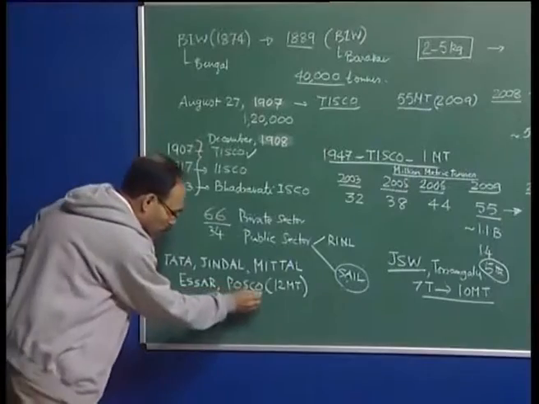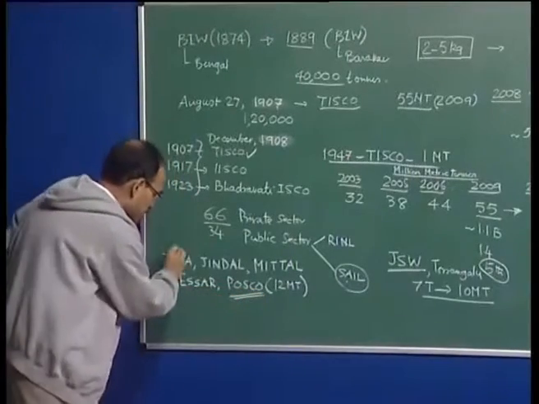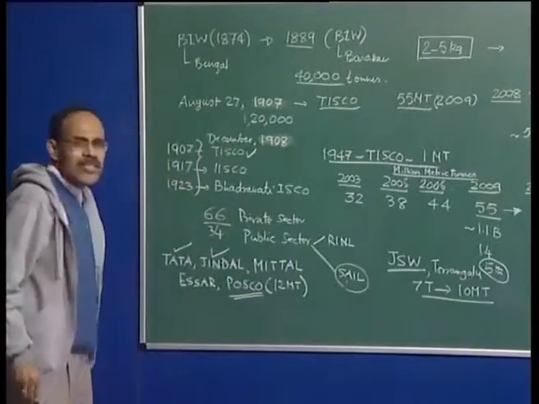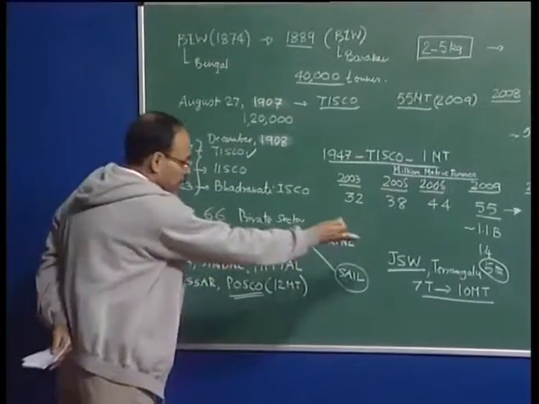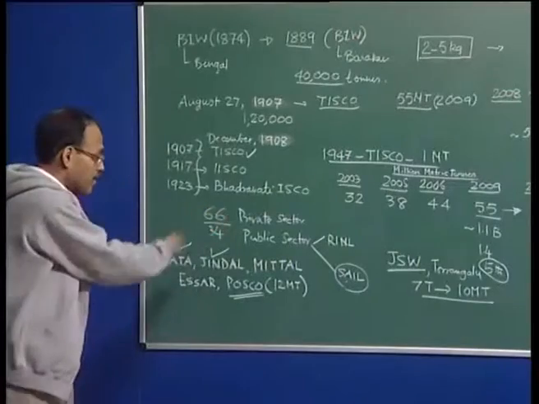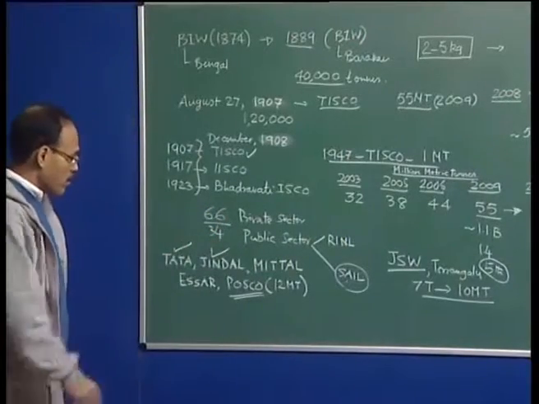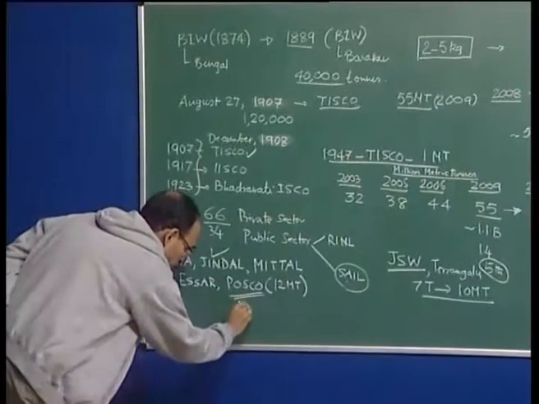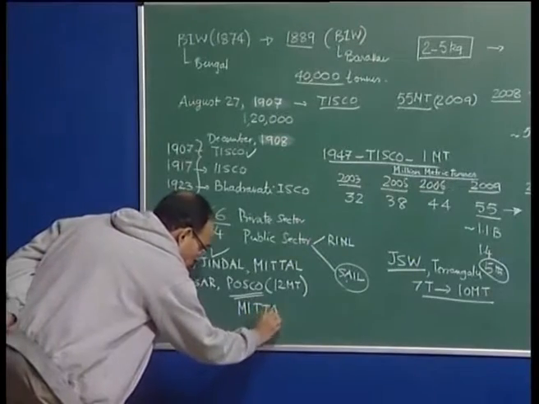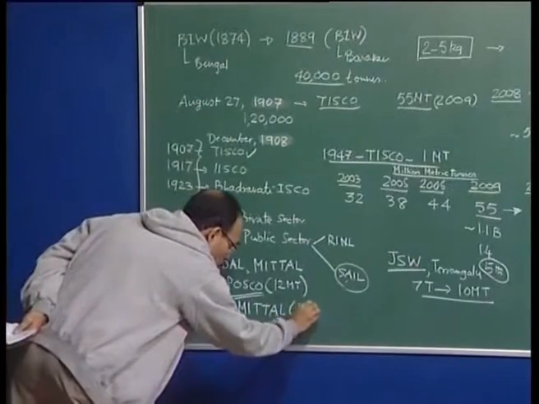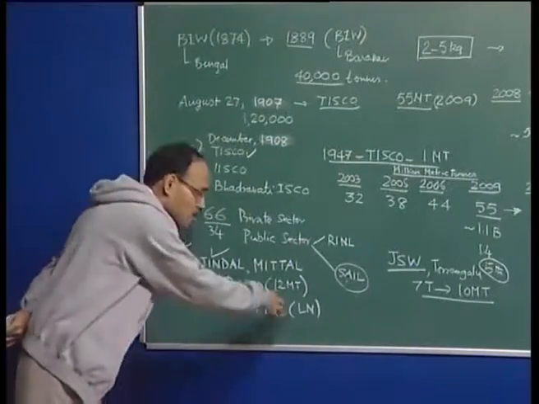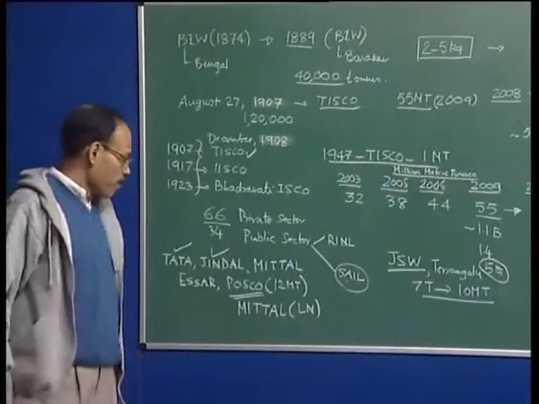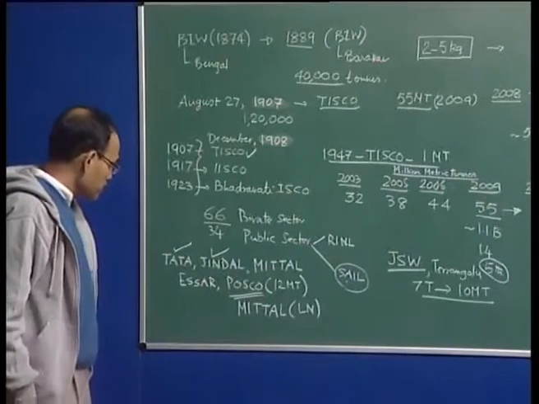JSW is thinking about setting up new projects also. So this is a future project. These are all existing projects, huge capacity plants, 3 million ton, 4 million ton, 7 million ton. These are the rated capacities, several million tons per annum. Mittals are also the future players. This is the LN Mittal Group, ArcelorMittal Group. Actually, they are also planning to set up plants somewhere in the Jharkhand district.